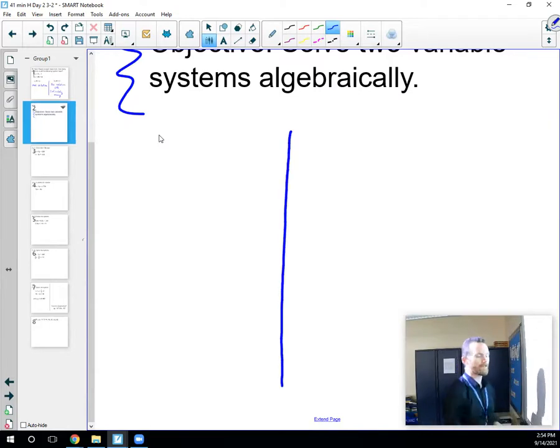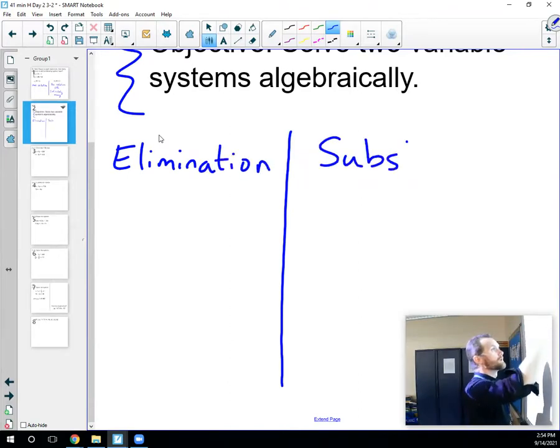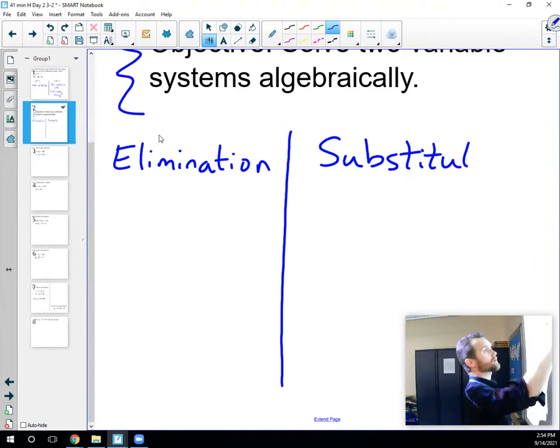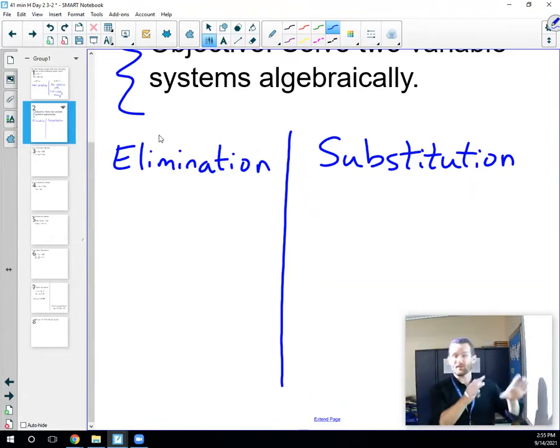Hopefully you should remember that there are two primary ways to solve a system algebraically. The first is elimination, and the second is substitution. Now, I don't care which method you use. Some students are better at one, some students are better at the other. It doesn't make a difference. I prefer substitution most of the time, but what this is really about is being able to identify what method would be better for a given system.